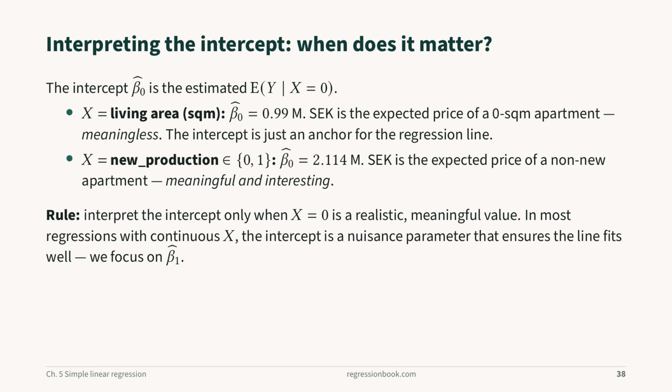Two cases from our data. With living area as the regressor, the intercept of 0.99 million is the expected price of a 0 square meter apartment, meaningless, an anchor for the line and nothing else. With the new production indicator, the intercept of about 2.114 million is the expected price of a non-new apartment, meaningful and interesting. The rule: interpret the intercept only when 0 is a realistic value of x.